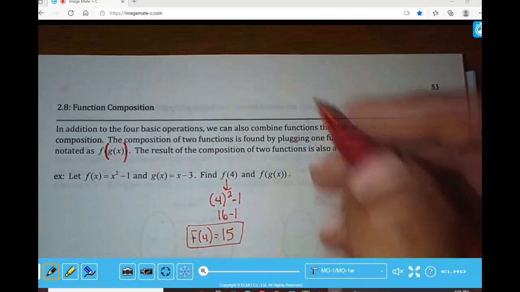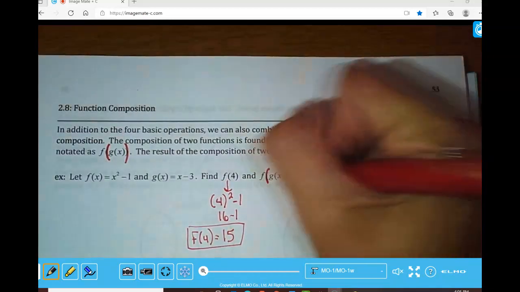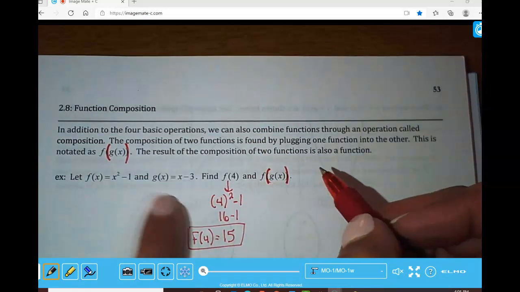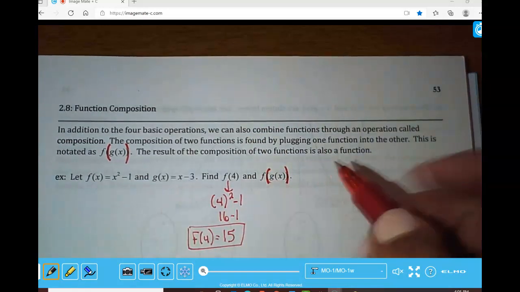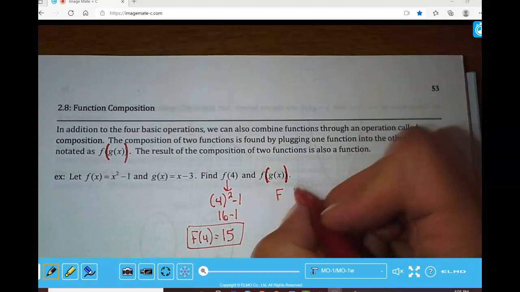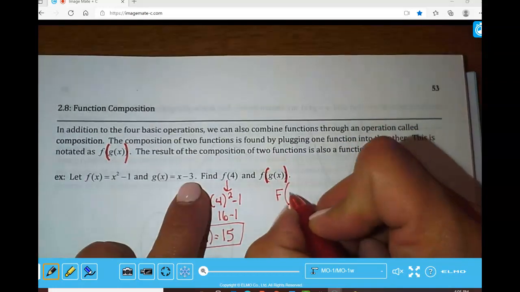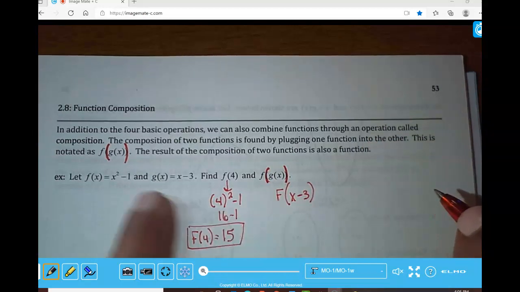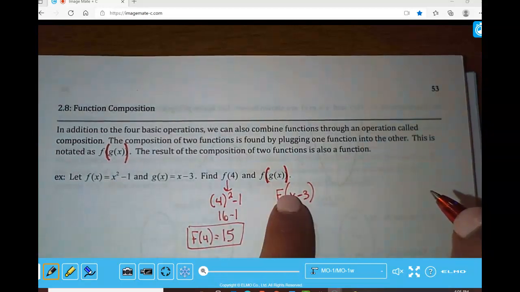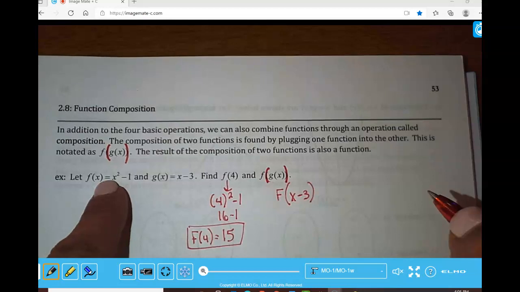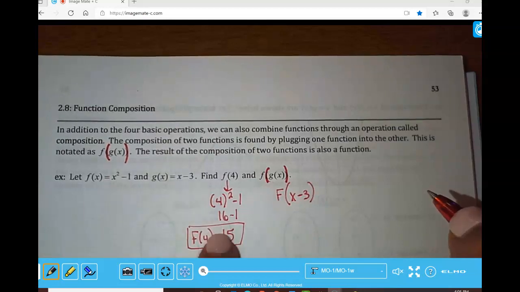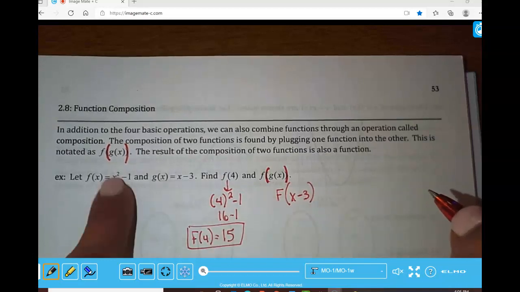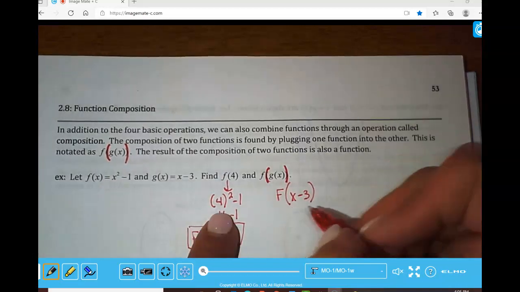But now what we're going to do, because there's so many parentheses, I'm going to really outline those, is I'm going to take g of x, and what g of x is I'm just going to put it right in there. So f, and then for g of x, is going to go this x minus 3. So now instead of putting 4 into x squared minus 1, I'm going to put x minus 3 into x squared minus 1. So same thing, I'm going to put it in parentheses.